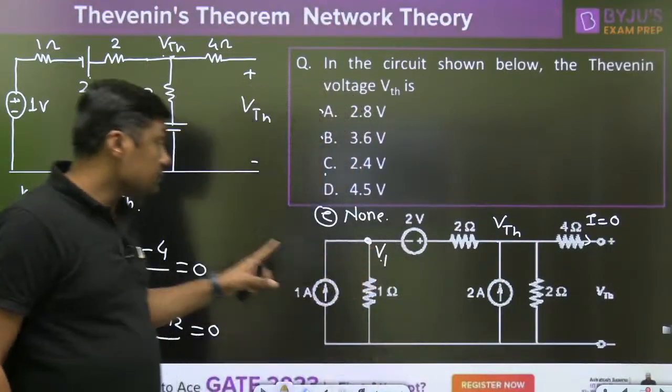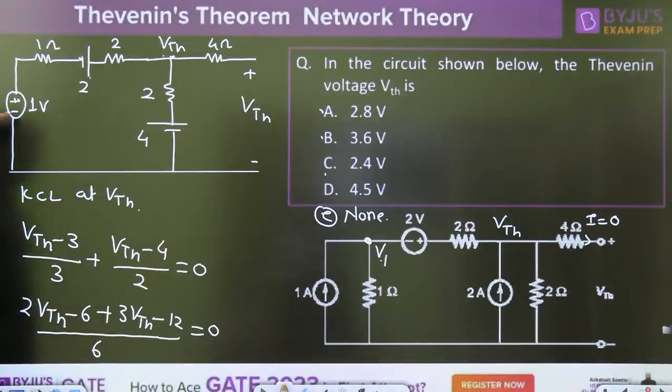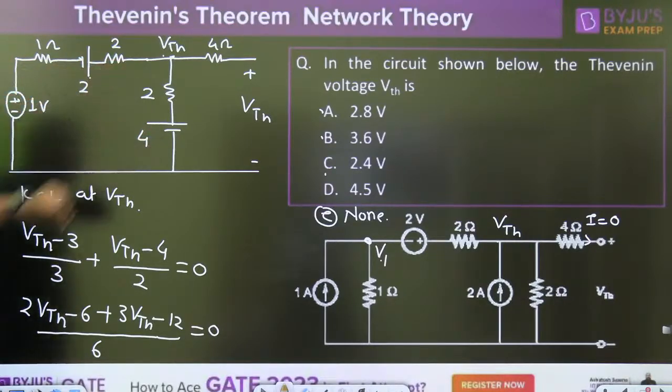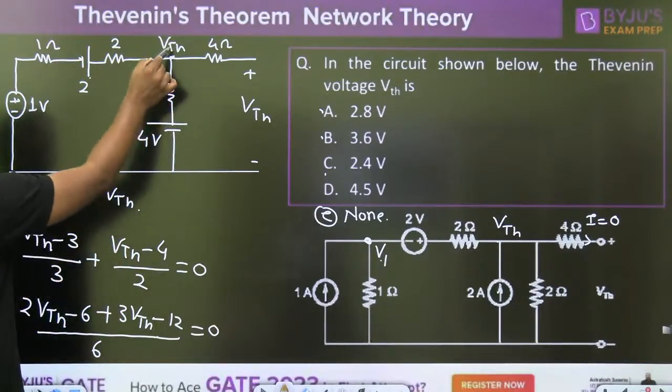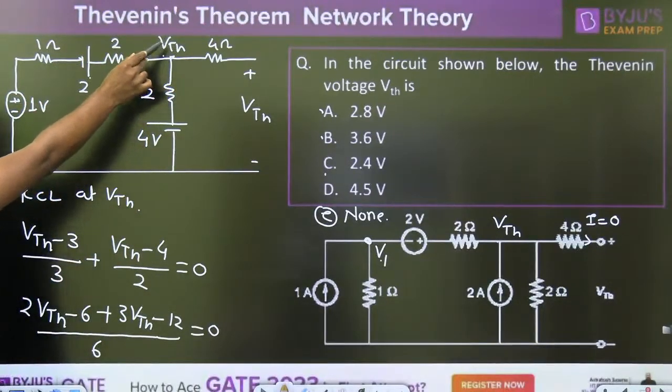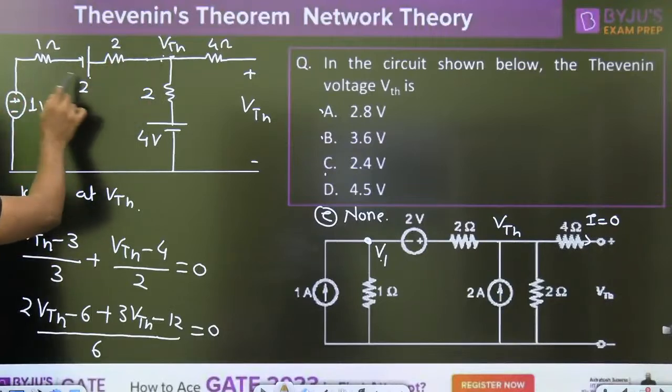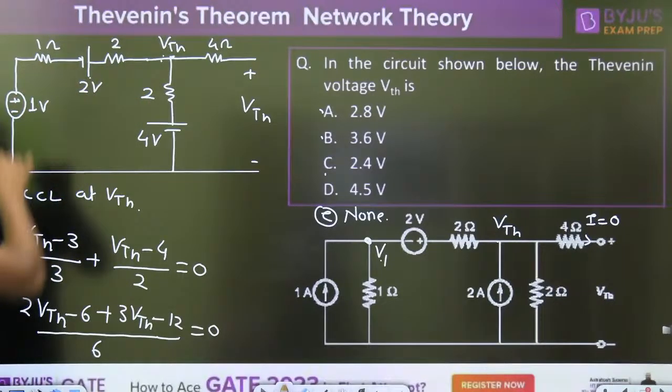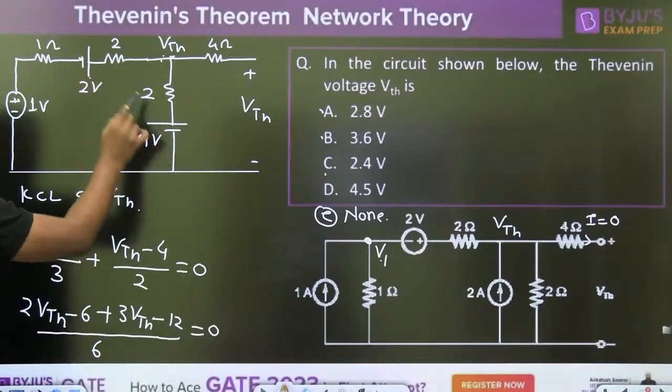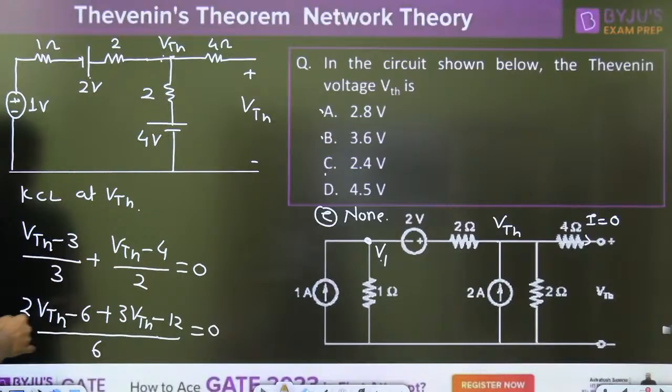But if I am converting by source transformation, 1 volt, this is the 1, these two are in series, 2 plus 1, 3, and this is the 4 volt. You have to apply the KCL at only this point. This is called nodal analysis. VTH minus 3, 2 plus 1, 3, upon 3, plus VTH minus 4 upon 2, that is equal to 0, and then you can find the value of VTH.